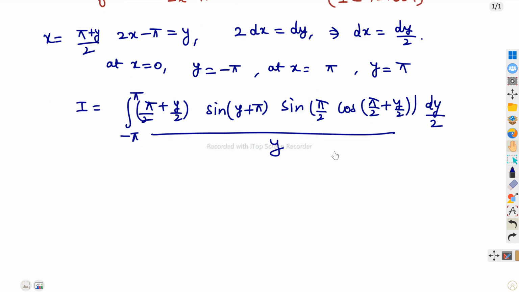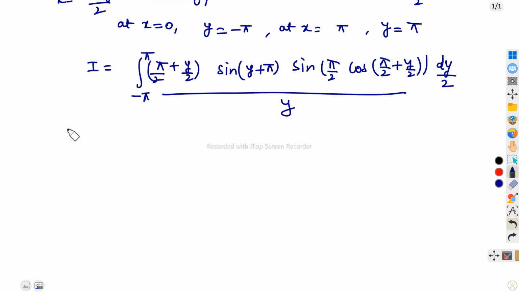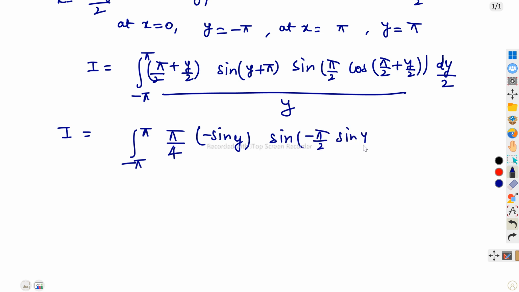So simplifying this integral, we can write it in the form of two parts: minus pi by 2, minus pi to pi, this is pi by 2 and this is pi by 4. Sine(y plus pi) equals minus sine y, and this is sine(minus pi by 2 sine(y upon 2)) dy over y.